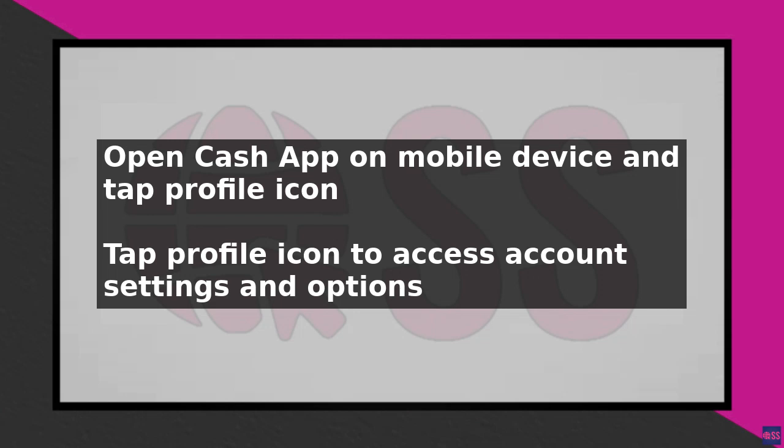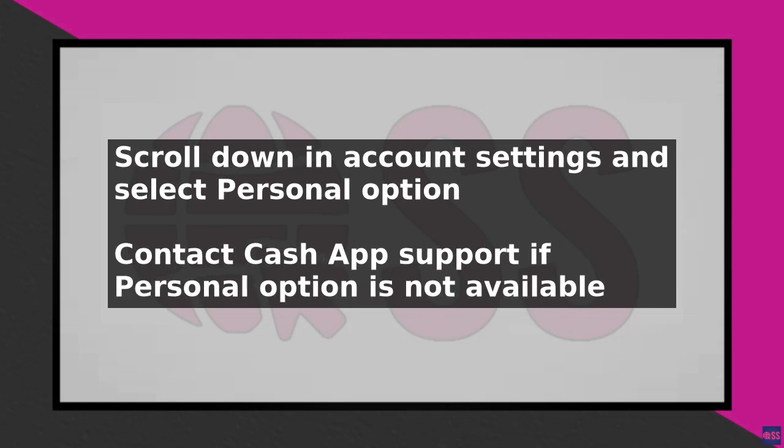If you do not see this option, it may be because you are already using a personal account, or you may need to toggle between business and personal accounts. If you are using a business account and want to switch to a personal account, you will need to contact Cash App support. To do this, go back to the profile icon and select Support, then Something Else, and type in your request to switch to a personal account.